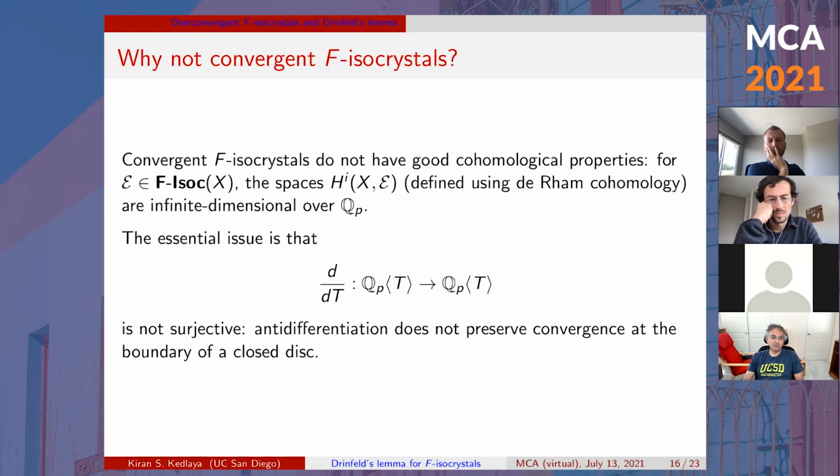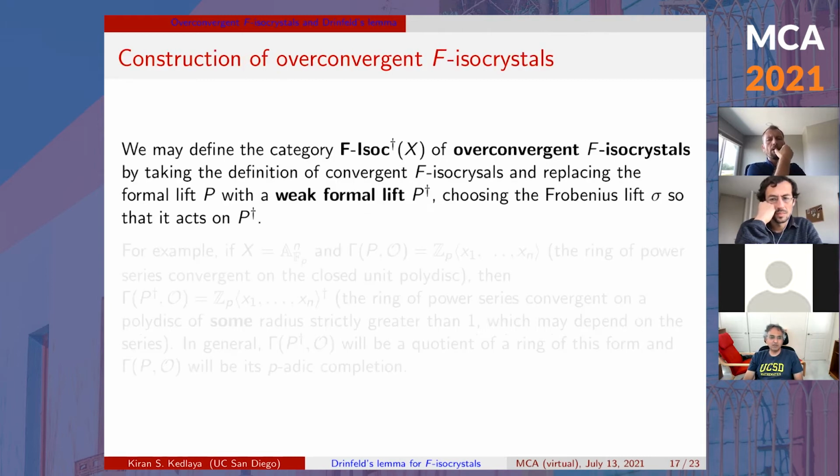And this ultimately comes from the fact that the Poincare lemma fails for rings like the ring of strictly convergent power series over Q_p. Differentiation is not surjective because you can take power series where the powers of p grow slowly, and you do introduce some denominators when you anti-differentiate, so you might mess things up. Now, there's a standard way to fix this: instead of working with a closed disk, you work with some kind of overconvergent thing. Basically what you do is you replace the formal lift with what's called a weak formal lift. And then, mutatis mutandis.